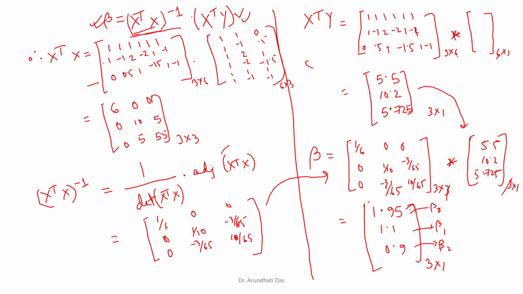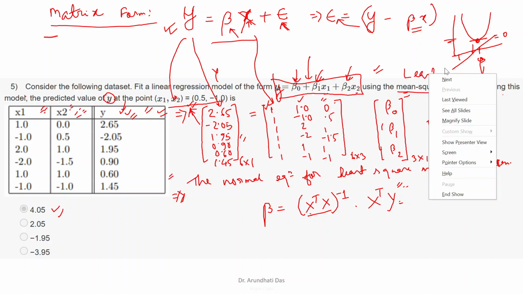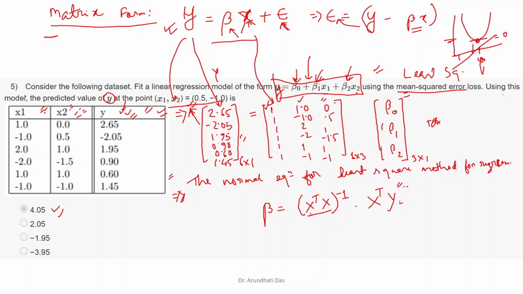This is how we find the predicted y value at some unknown test data point x having the feature values x1 and x2, using this mean square error loss method, which is also known as the least square method. I hope you understood the concept. Thank you.